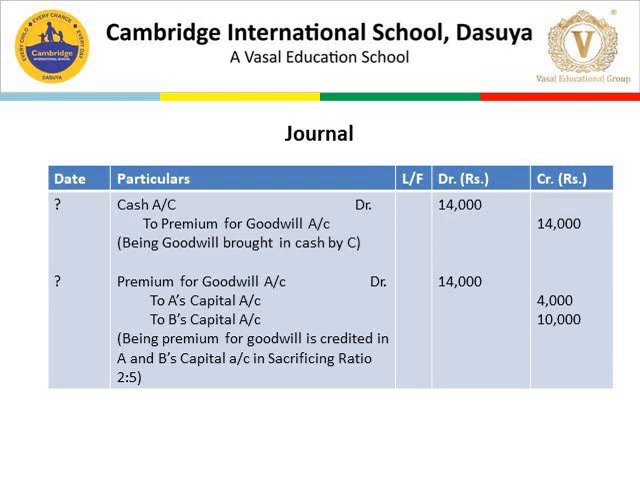Now we will pass the journal entry for the premium of goodwill. Here the incoming partner has brought premium for goodwill in cash. So the journal entry will be cash account debit to premium for goodwill account. The amount is 14,000, 14,000, and the narration being goodwill brought in cash by C.